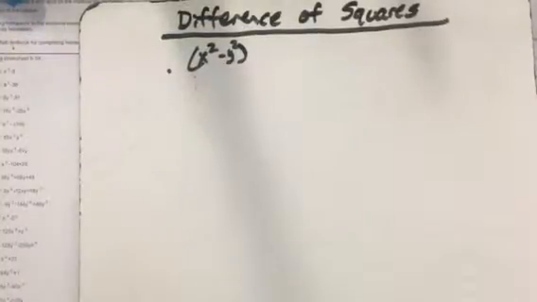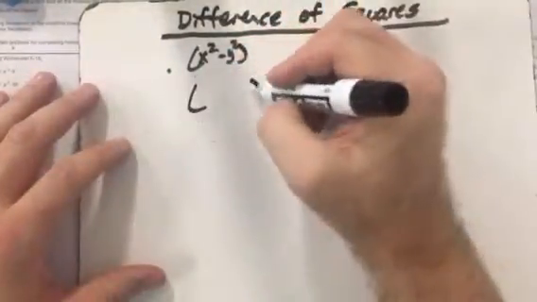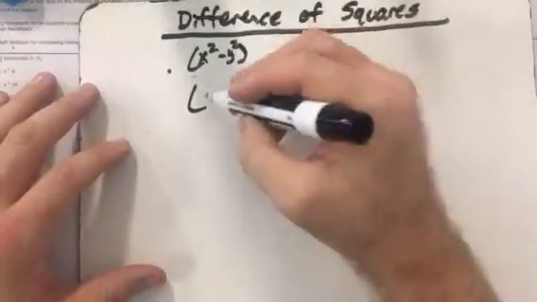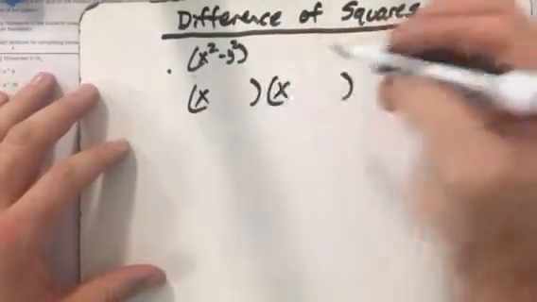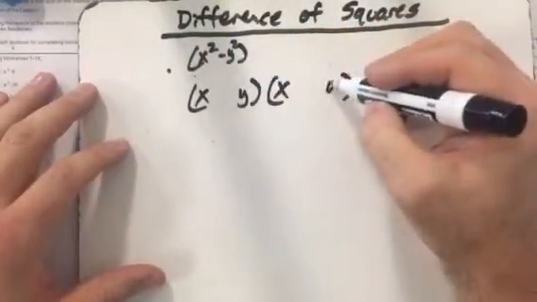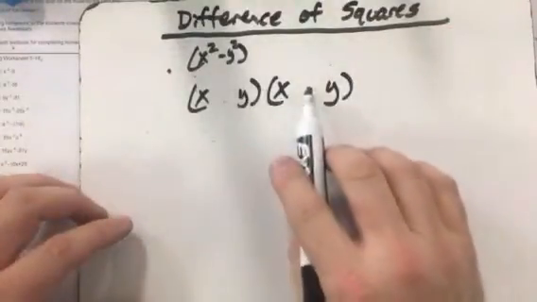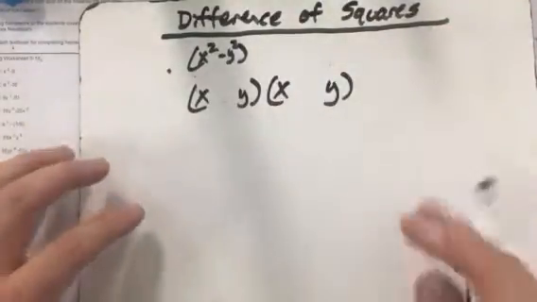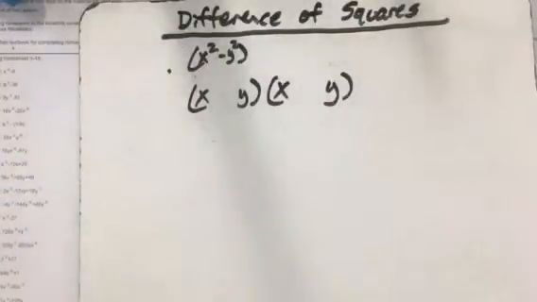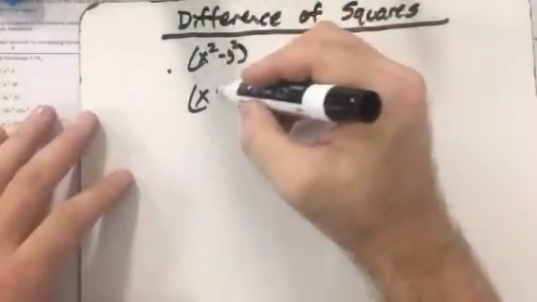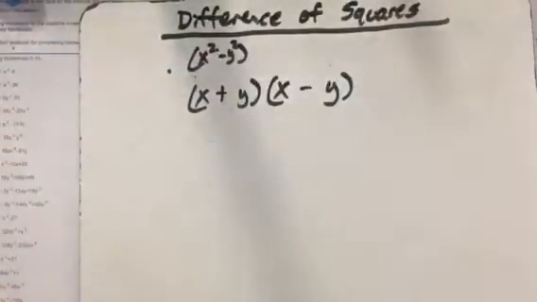Difference, of course, meaning there has to be subtraction. Squares meaning on both sides of the subtraction, I should have a perfect square. So if I look at x and y, I have x here, y and y. Now what's going to go here in these two places? What would go there? Yeah, plus and minus. So I have plus y and I have minus y. So, difference of squares.